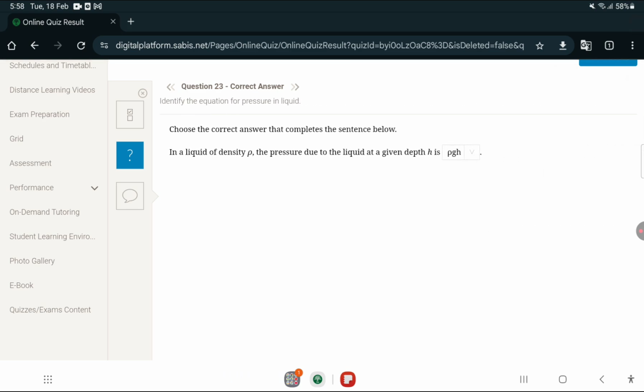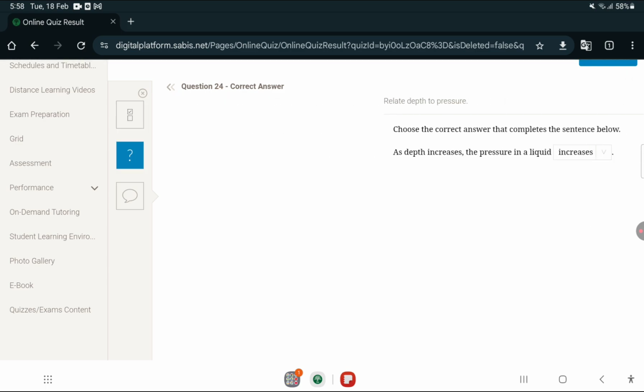In a liquid of density rho, the pressure due to the liquid at a given depth h is rho g h. This is the rule in a liquid. If they give you a liquid's density and they want you to find the pressure, use this rule for liquids. But for solids, as we said, use P equals F over SA, which is force over surface area. And here it's just density times gravity times height. Alright?